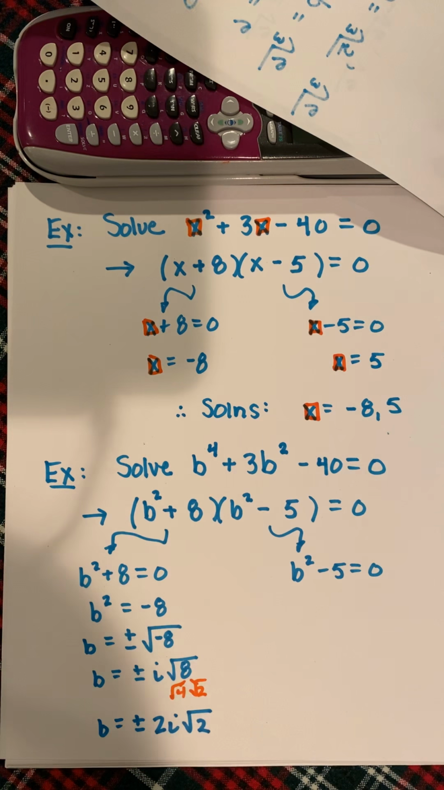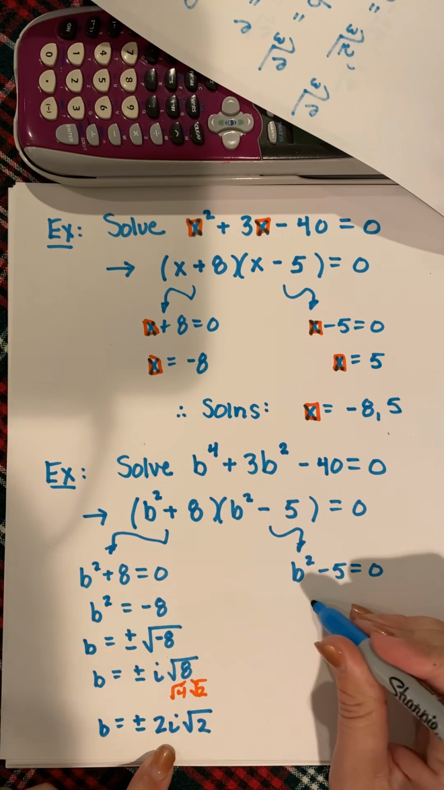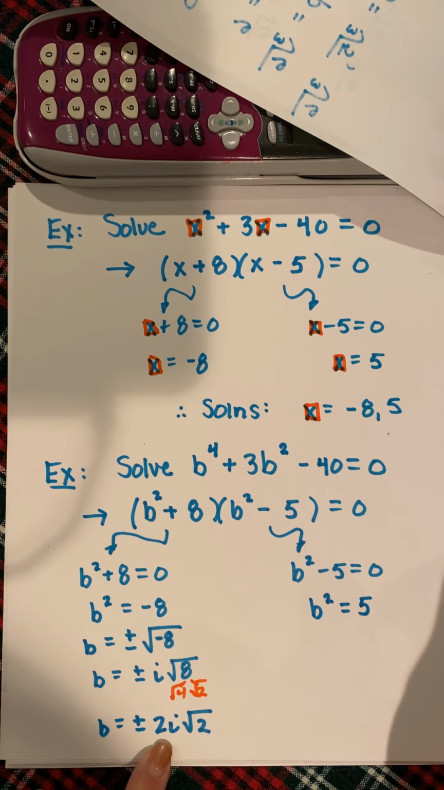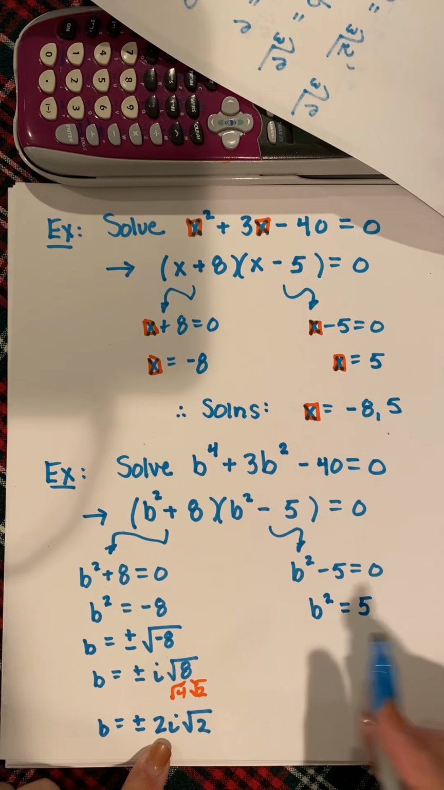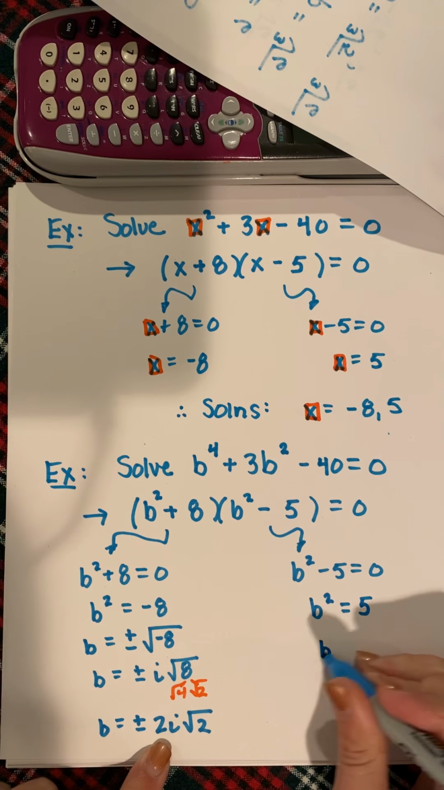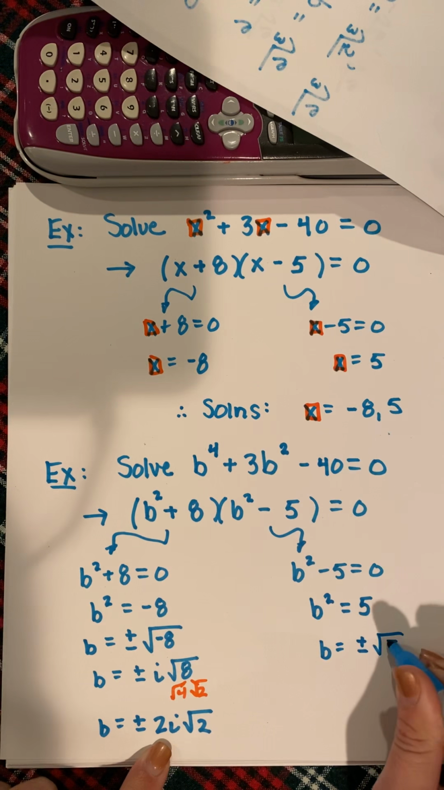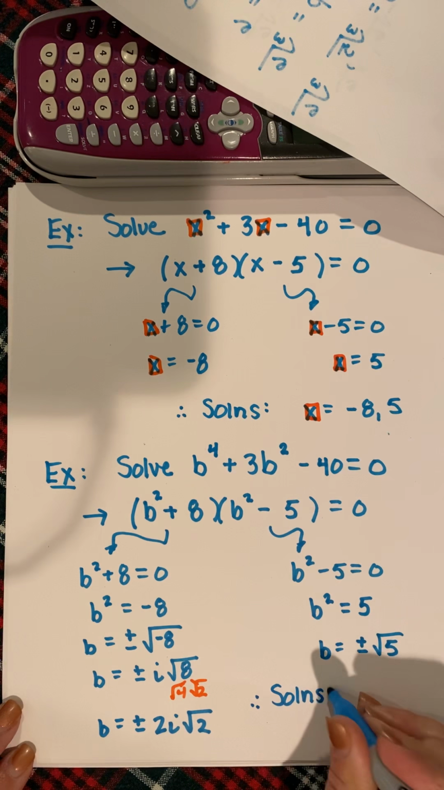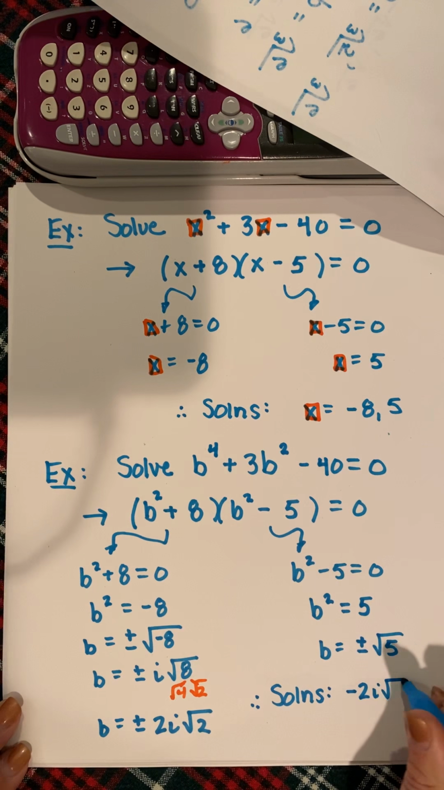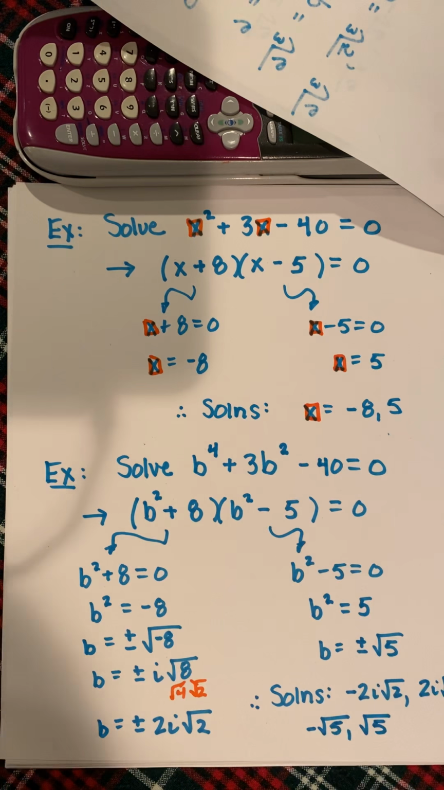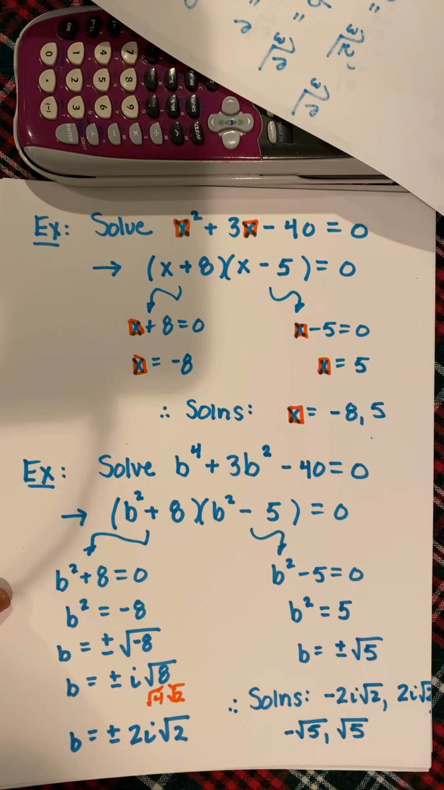So there's 2 solutions. Your solutions can be imaginary. If the homework system doesn't give you the option to use i, and it has the option no real solution, and you only get i's, that's what you would check. So over here, b squared minus 5 equals 0 means that b squared must be 5. Something squared equals a number. Then that something is equal to the positive or negative square root of 5. So therefore, my 4 solutions are negative 2i square root of 2, 2i square root of 2, negative square root of 5, and square root of 5. Oops, sorry, I'm a little off right there.